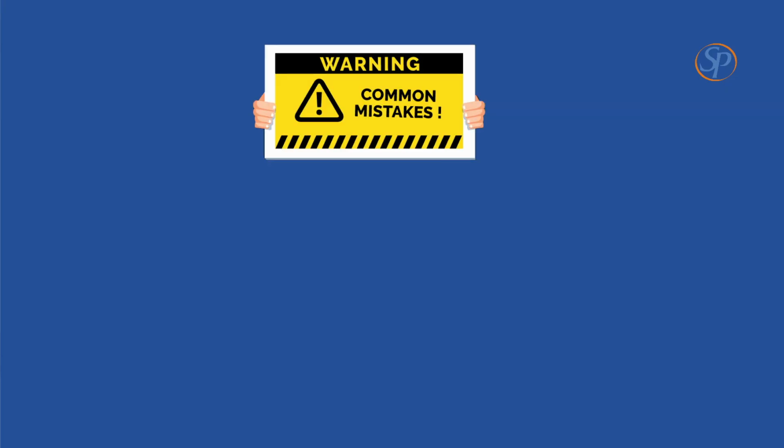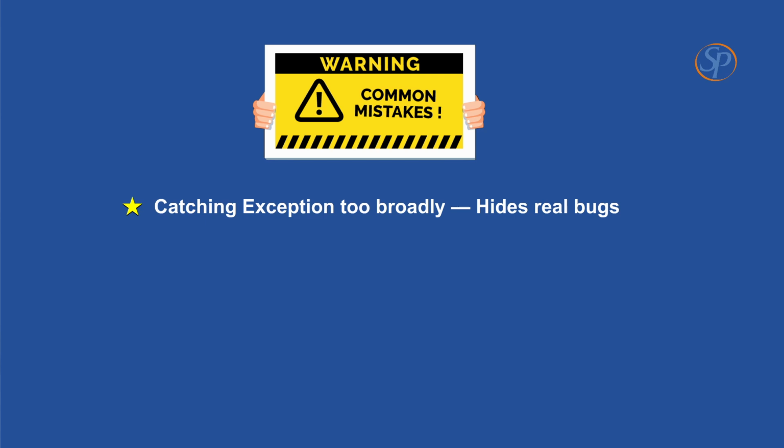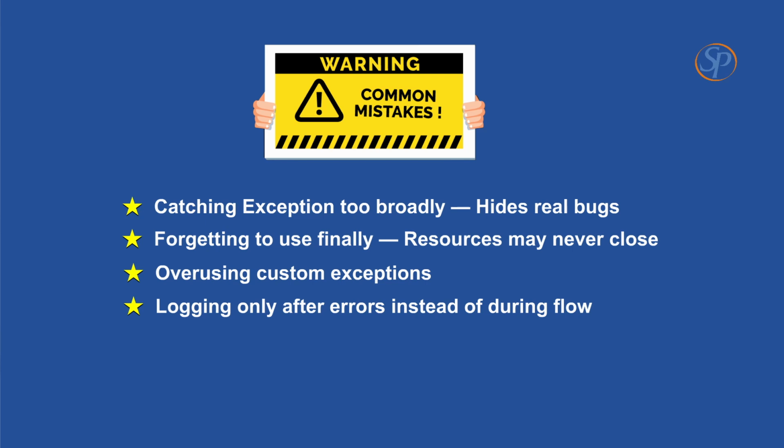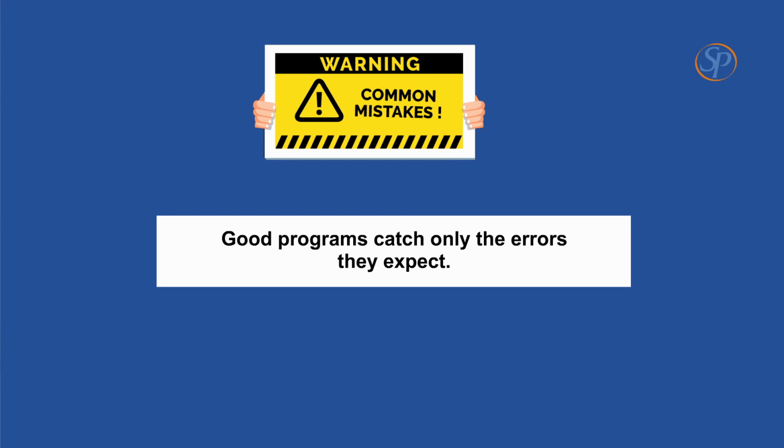Common errors. These are some common mistakes developers make with exceptions. Catching exceptions too broadly hides real bugs. Forgetting to use finally, so resources may never close. Overusing custom exceptions makes code too complex. Logging only after the errors instead of logging regularly. Good programs catch only the errors they expect.